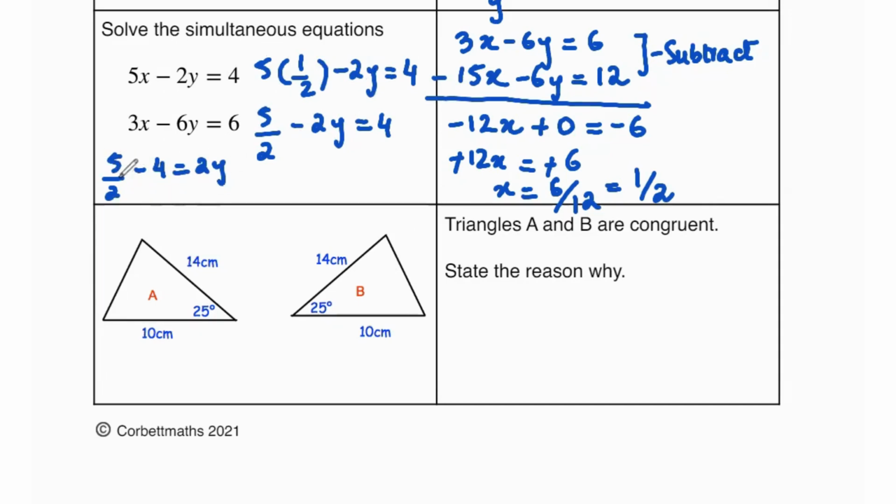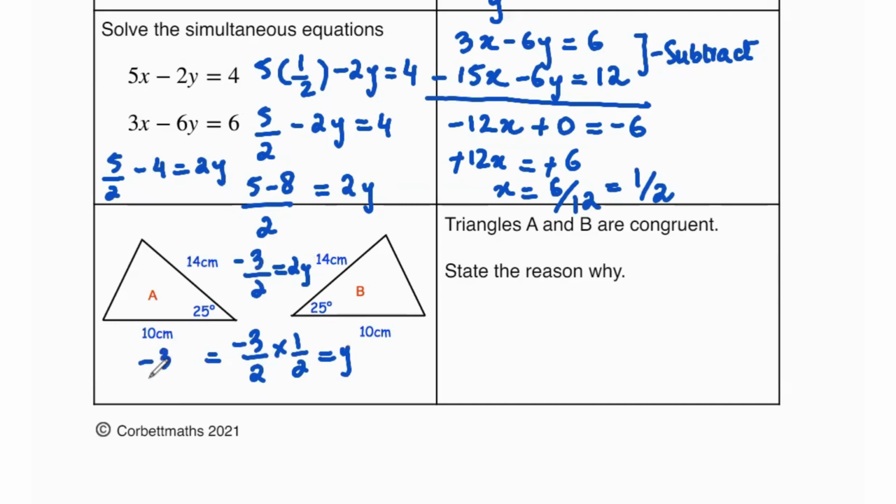So now 5/2 minus 4 is going to be (5 minus 8)/2 equals to 2y, which is negative 3/2 equals to 2y. We bring the 2 to the left-hand side, so that's going to be negative 3/2 times 1/2 equals to y, which is basically negative 3/4. That is your value of y, whereas x was 1/2.